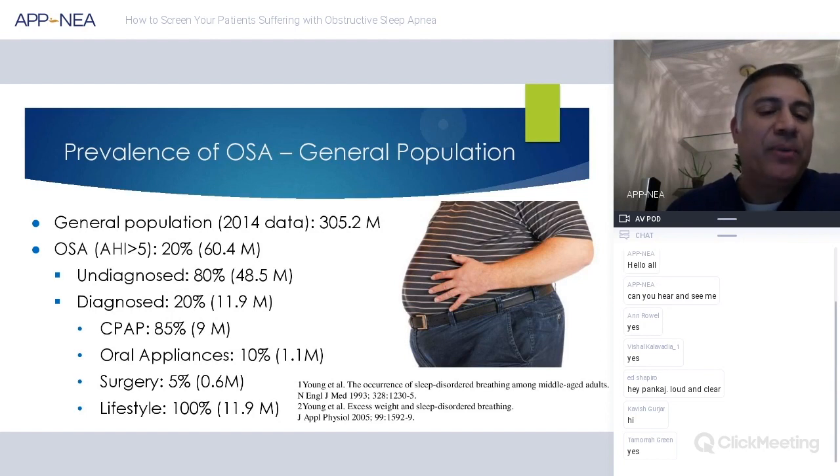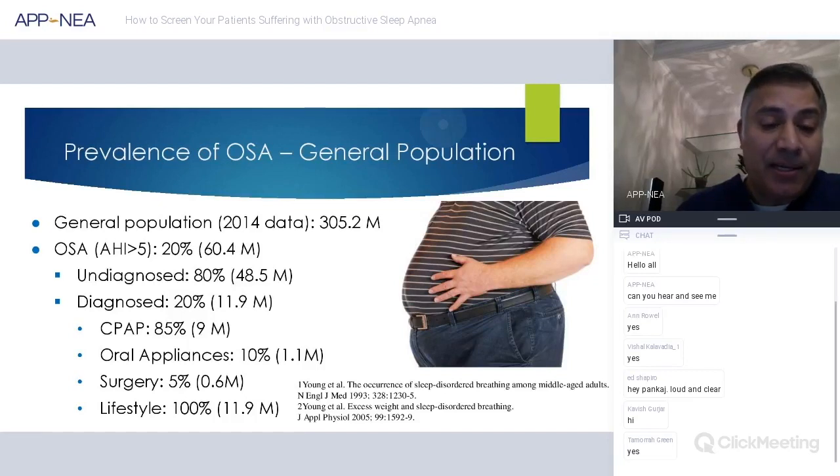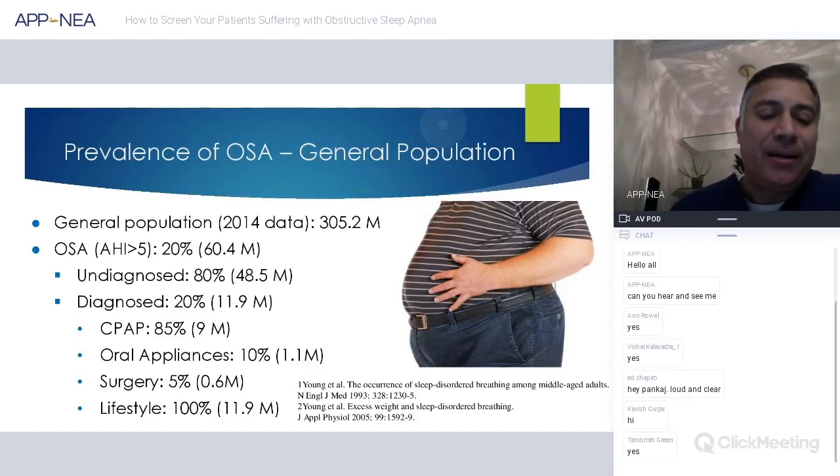And surgery is recommended only 5% of the time, and that too is a gross overestimation. But what is not underreported, and is exact, is that 100% of the time, lifestyle change is recommended.